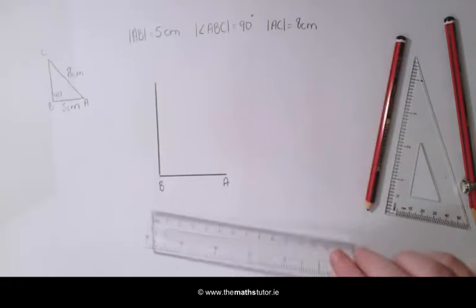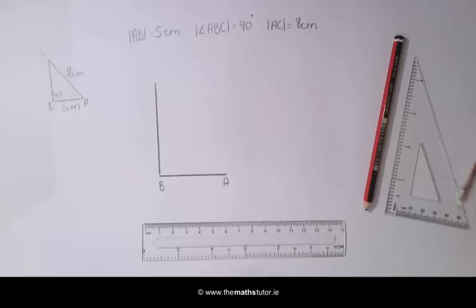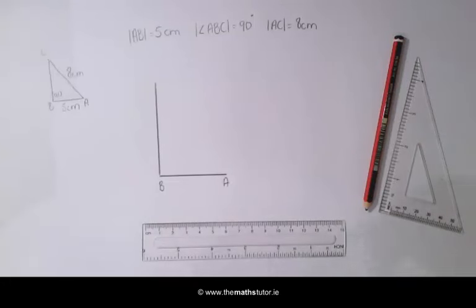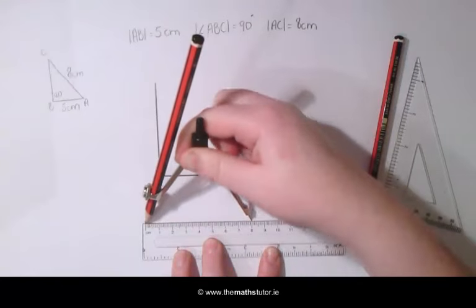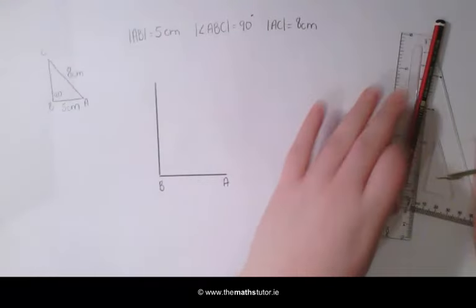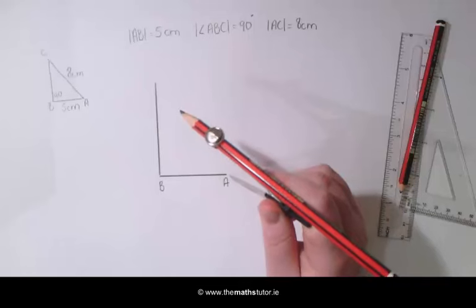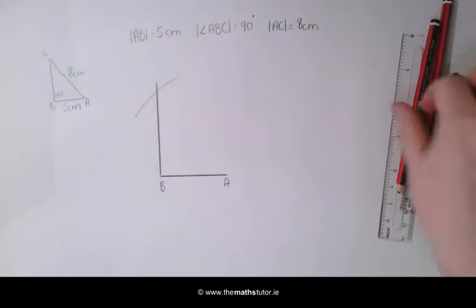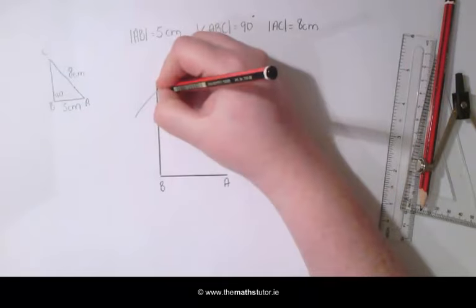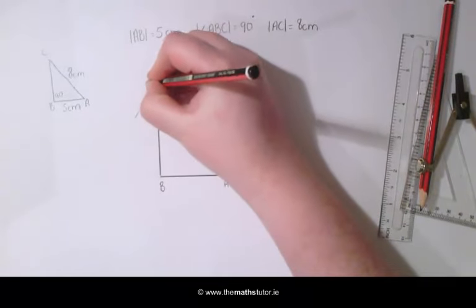Taking our ruler, we are going to measure the length of the hypotenuse, which is 8 cm, on our compass. And placing our compass at A, we're going to draw an arc across the other side. This is now our point C.